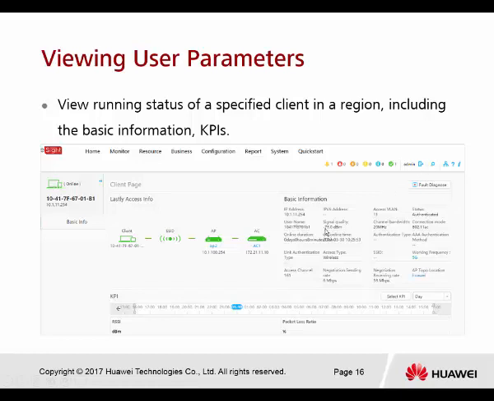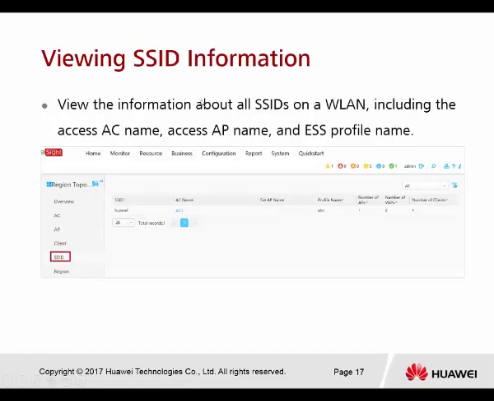Right now, the signal for this client is minus 73 dBm, the signal strength. And it belongs to WLAN 11. It is currently connected using the AC, and the channel bandwidth is 20 MHz. So we bring the information about all the access IDs on the WLAN, including the access AC name, AP name, and the ESS profile. So this one is the last one right here, the access ID.